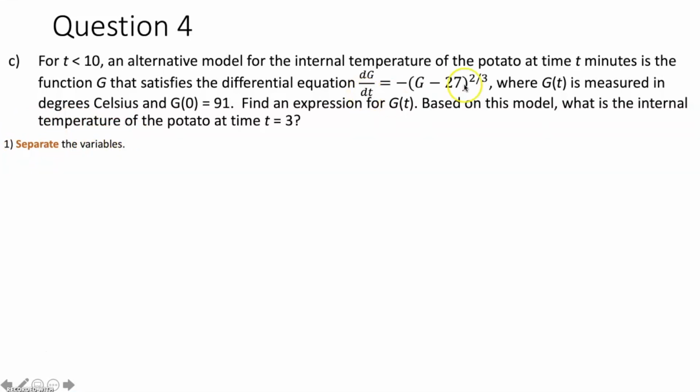So we need to make sure we get all the t's to one side, all the g's to the other side. So we're going to multiply both sides of this differential equation by dt. That way these dt's cancel each other out, and we have all the t's on the right side of our equation. Next, let's get all the g's to the other side.